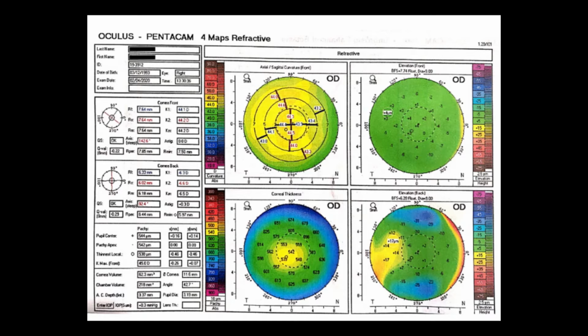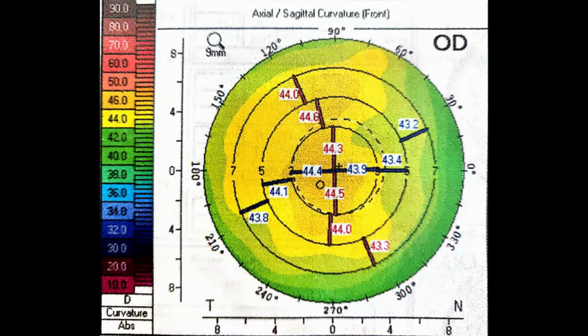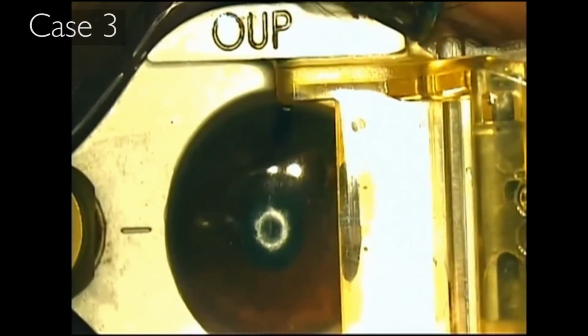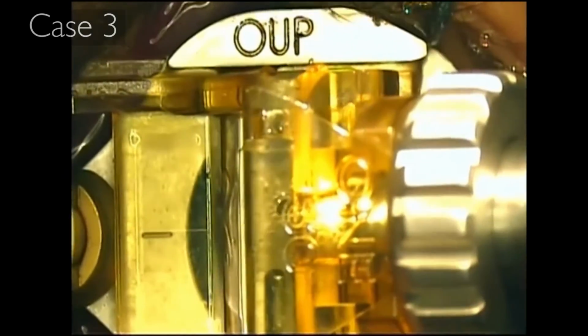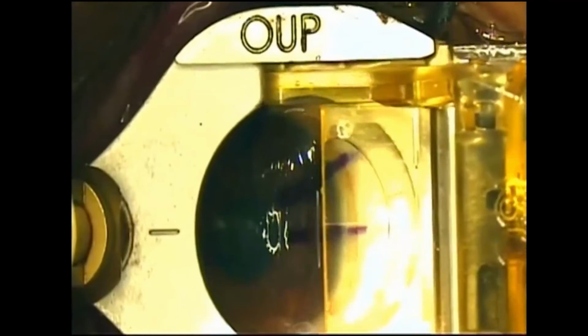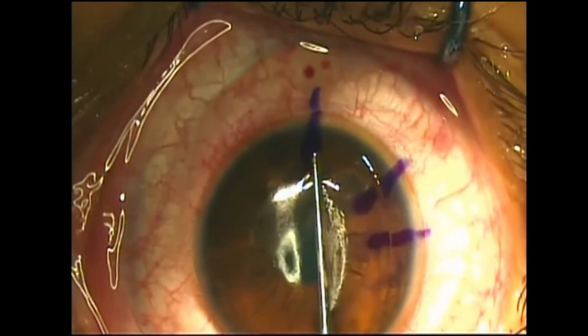The most common risk factor for a free cap is a flat cornea, but this patient had fairly regular keratometry values ranging between 44 and 44.5. In our next case, at the end of flap creation, we notice that the eyeball has turned. Let's analyze our mistakes here.